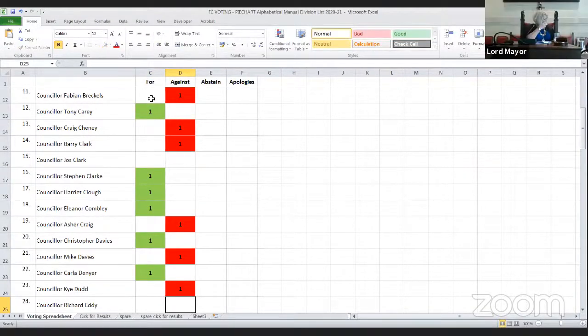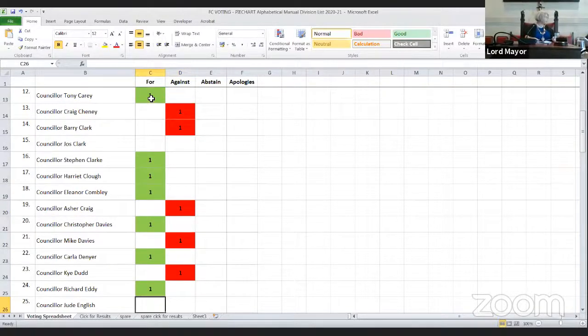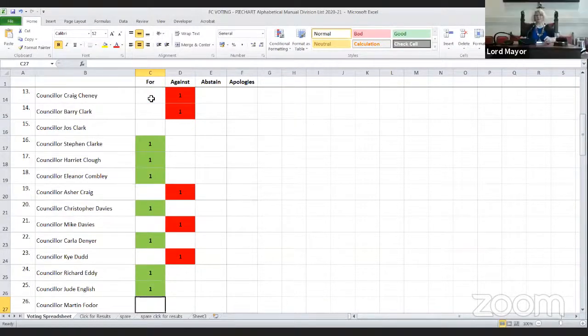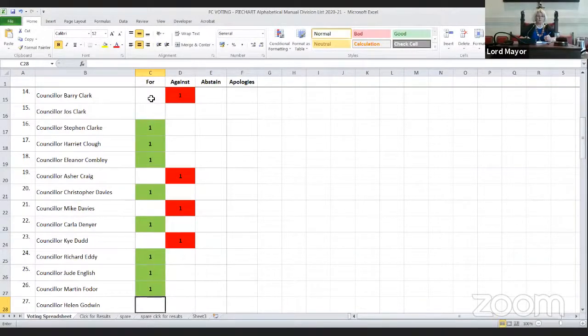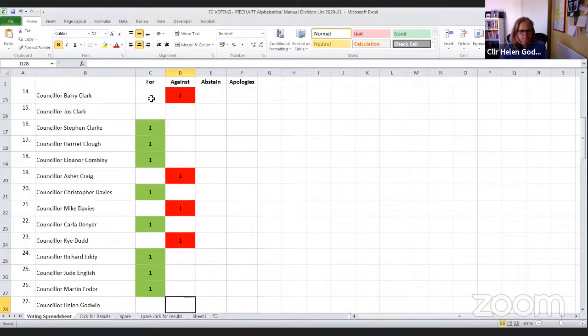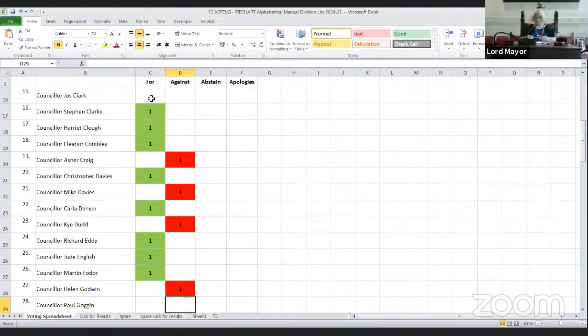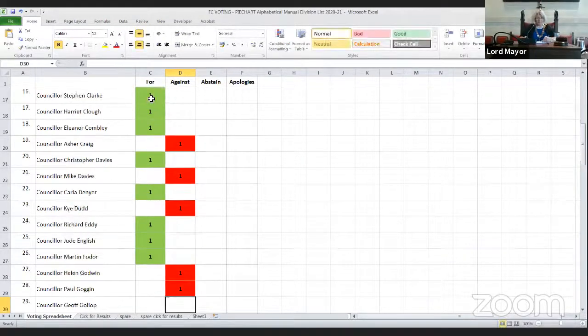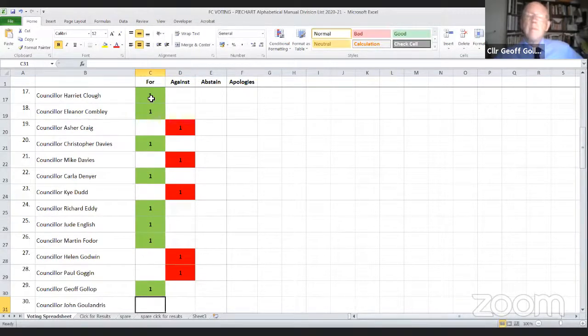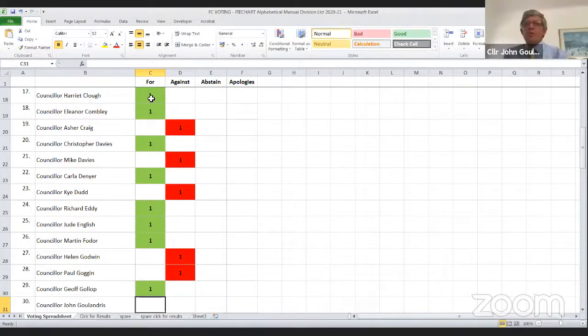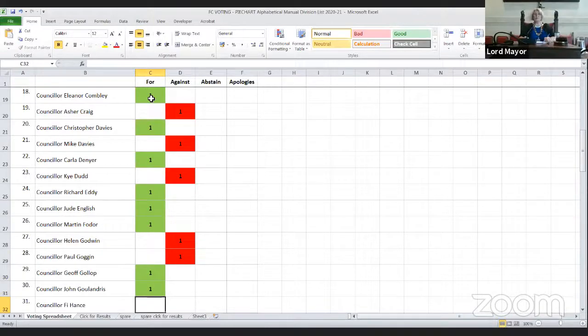Councillor Eddy. For. Councillor English. For. Councillor Fodor. For. Councillor Godwin. Could you repeat, please? Against. Thank you. Councillor Goggin. Against. Councillor Gollop. For. Councillor Galandris. For. Councillor Hants. For.